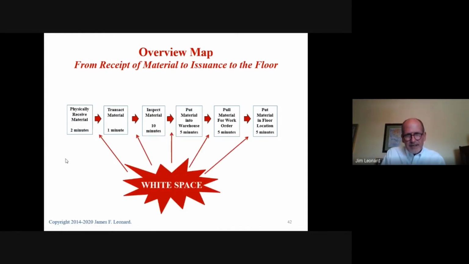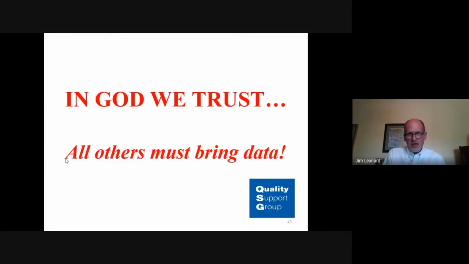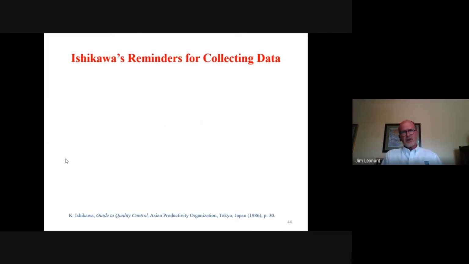But what about the white space? That's where the waste is hiding. How much queue time is sitting where that received product is not advancing at all? And again, to expose it, we need data. In God we trust, all others must bring data. Kaoru Ishikawa's reminders for collecting data.